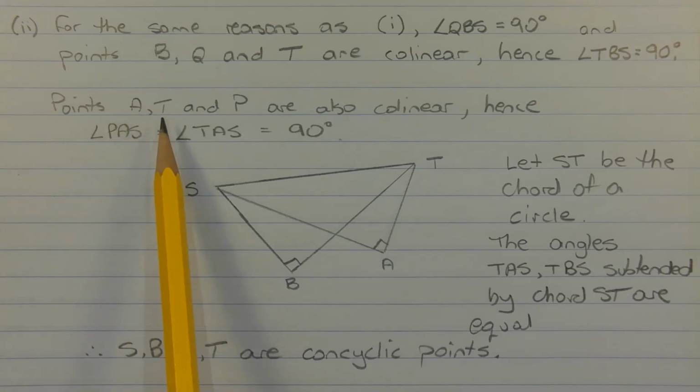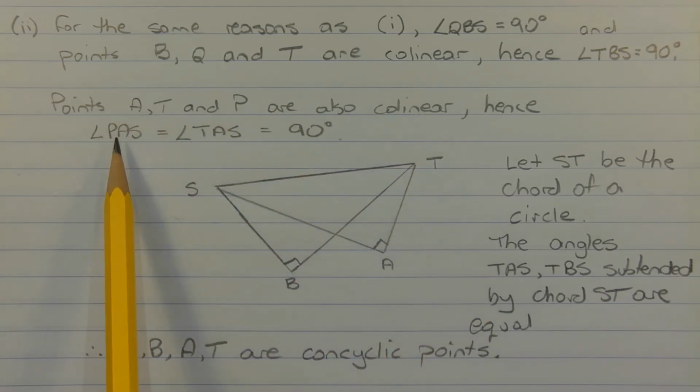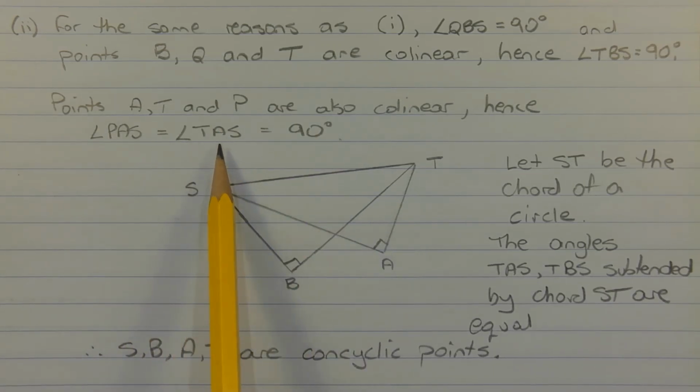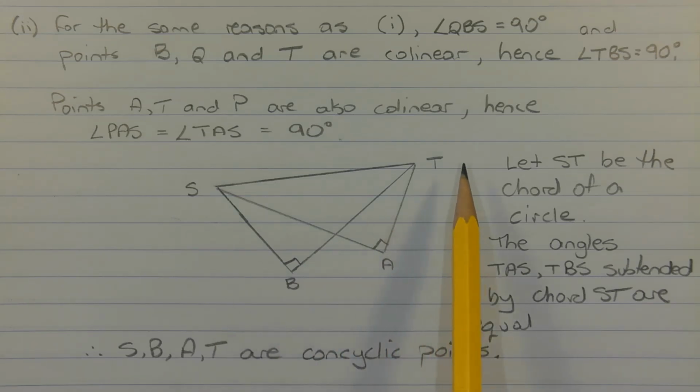Now points A, T and P are also collinear, and we've shown from Part 1 that angle PAS equals 90 degrees. Hence angle PAS equals angle TAS, which equals 90 degrees as well. I've sketched a diagram to help visualize what's going on here.